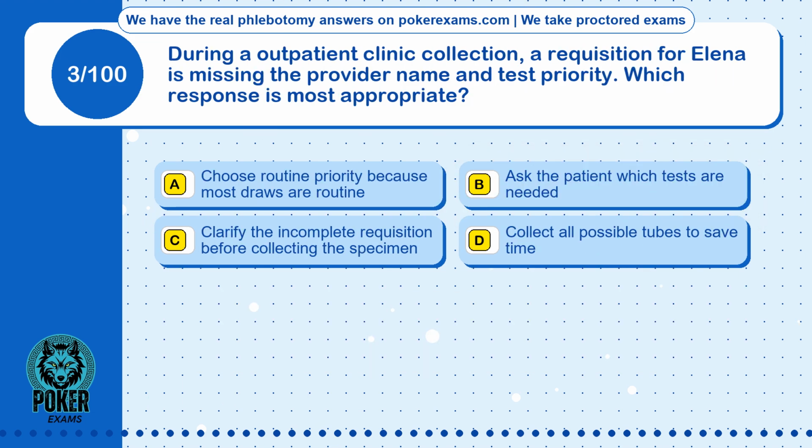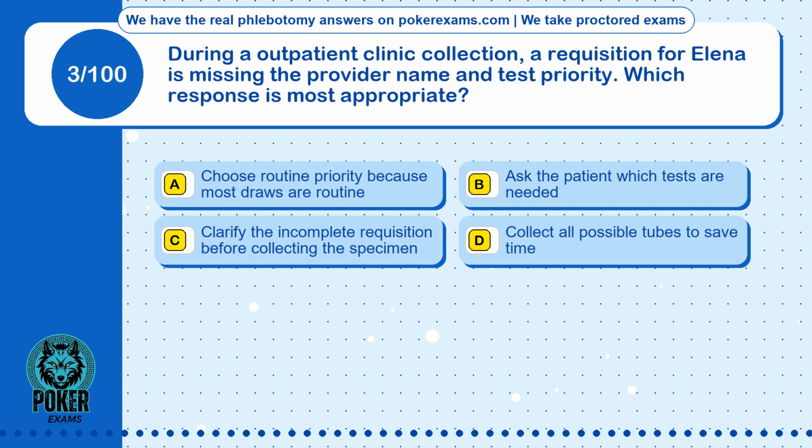Question 3. During an outpatient clinic collection, a requisition for Elena is missing the provider name and test priority. Which response is most appropriate? Option A. Choose routine priority because most draws are routine. Option B. Ask the patient which tests are needed. Option C. Clarify the incomplete requisition before collecting the specimen.